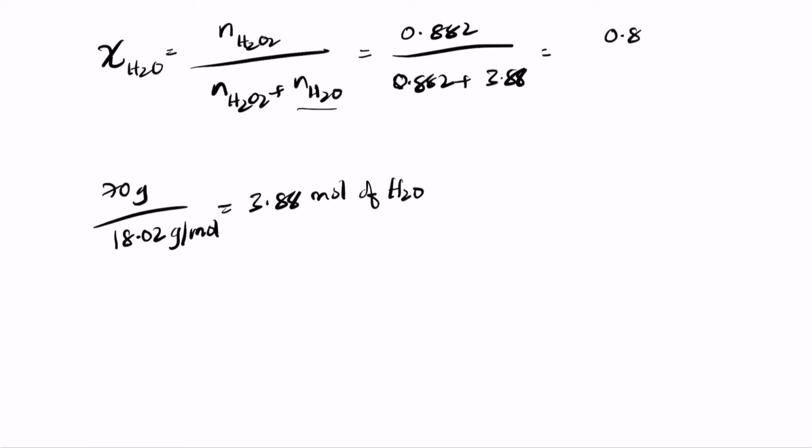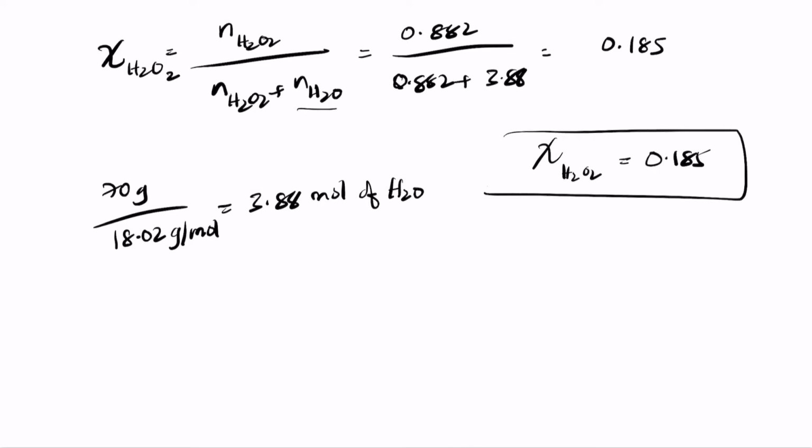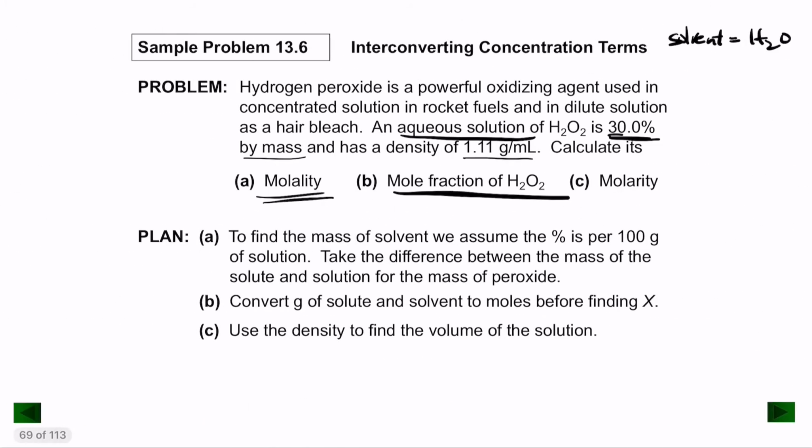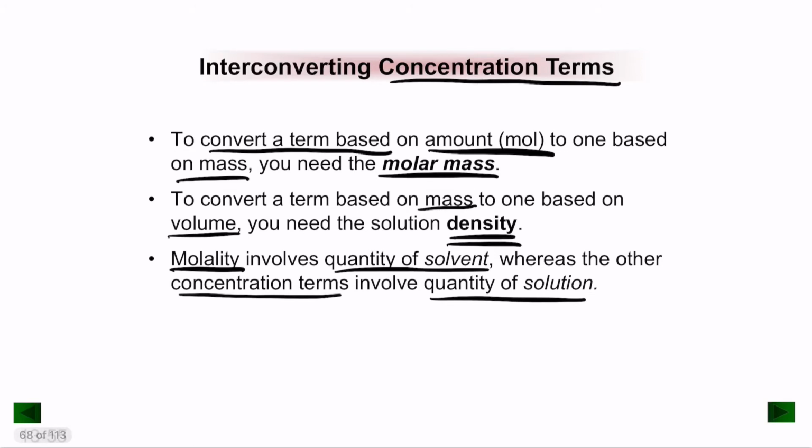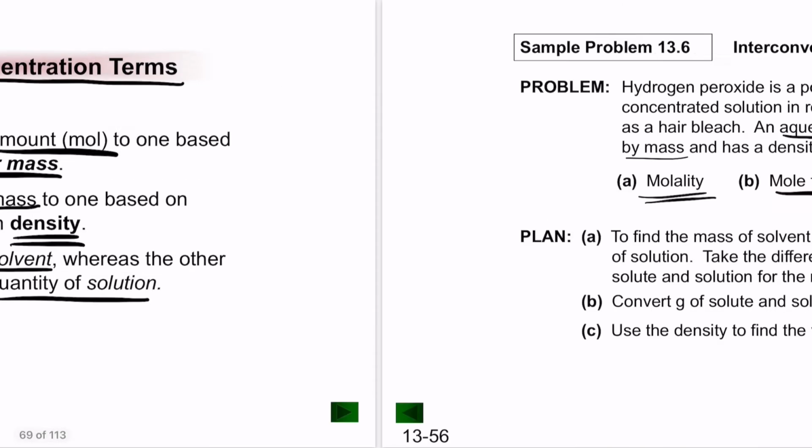So when you calculate it, you will get a final answer of 0.185. So the mole fraction of H2O2 is 0.185. So we have calculated the mole fraction. Next we have to finally calculate the molarity. To find molarity, remember that in the principles we talked about, when you want to convert mass into volume, you need density.